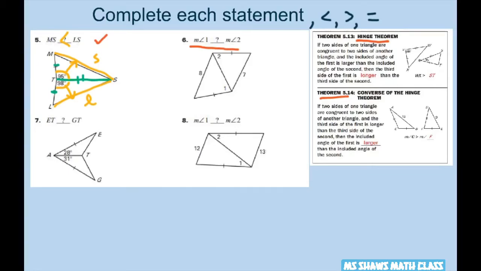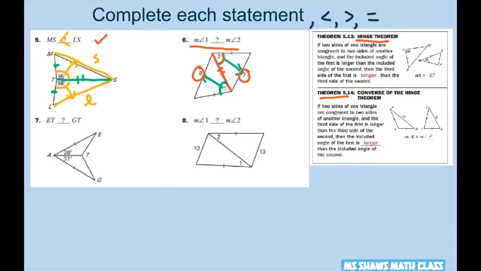And for 6, we have this side is congruent to itself. So we have this angle and this angle here. And we're going to look at the opposite sides here. So look at the opposite sides. This is your included angles. Since this side is smaller than this side, it means measure of angle 2 is smaller.